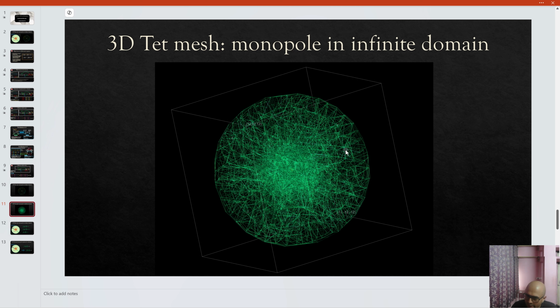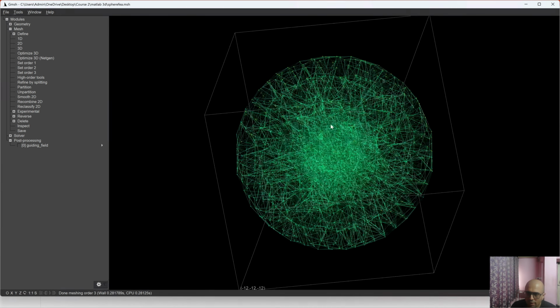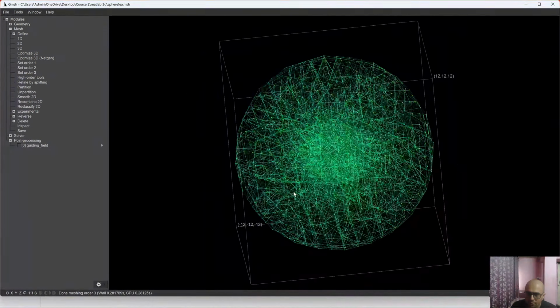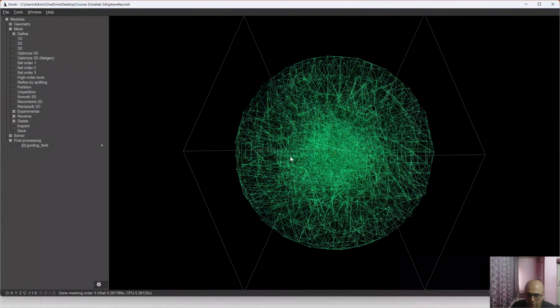In this spherical case, of course, we have an analytical solution, and we are able to compare our solution with the analytical solution. And so of course we can do some error analysis. So let me show you how this mesh looks in Gmesh, right? So this is your 3D mesh, and this is discretized into tetrahedrons, right?